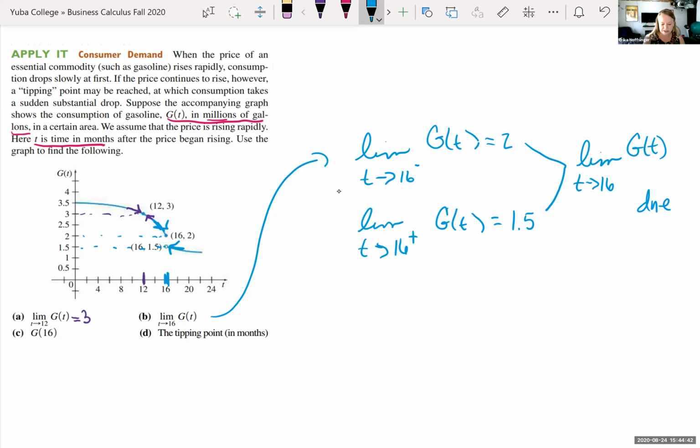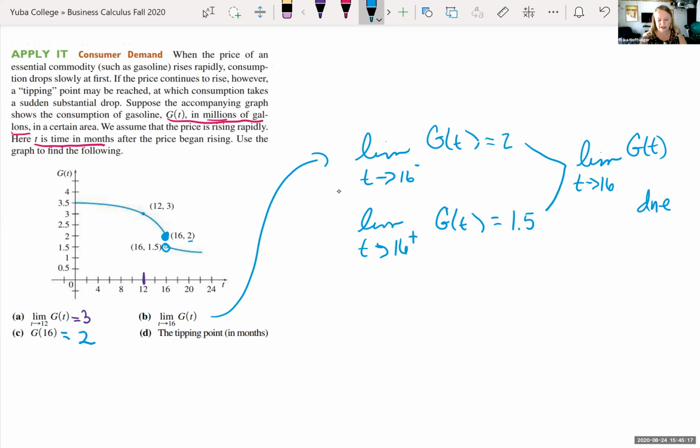Okay, so part C wants to know what is g of 16? So what is that point on the graph? When t is 16, what is that y value, g of t? Well, looking at the graph, you're looking for the solid point at 16. And so there is a solid point right here. This one's an open circle, meaning it gets close, but it never equals that value. So g of 16 is equal to our y value of 2.